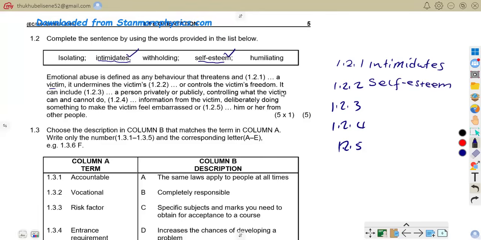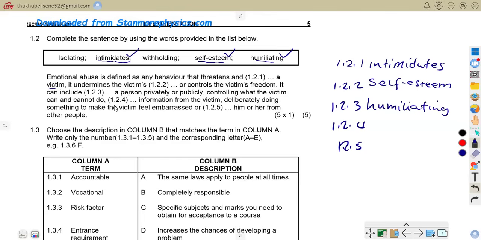It further says it can include dash, that is 1.23, a person privately or publicly, controlling what a victim can and cannot do. So it can include humiliating a person privately or publicly, controlling what the victim can and cannot do. So the correct answer there is humiliating.